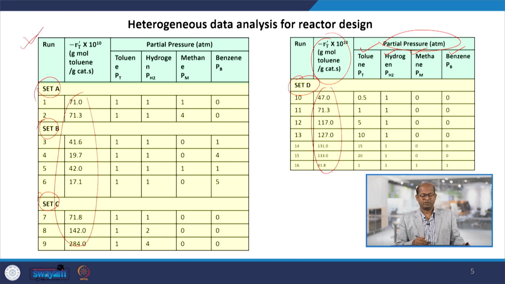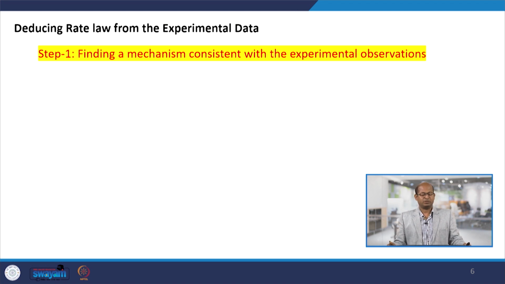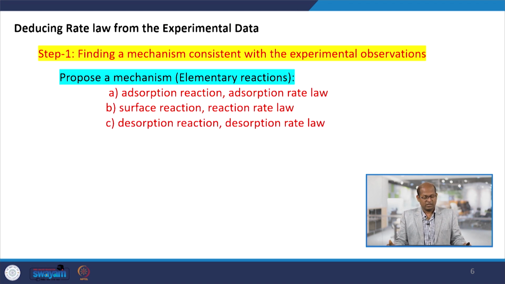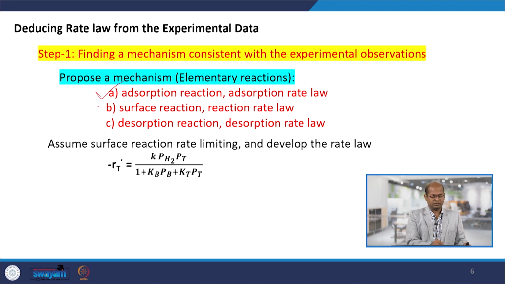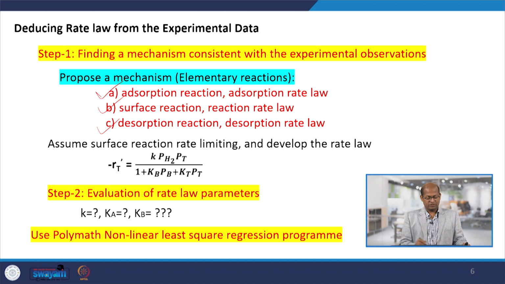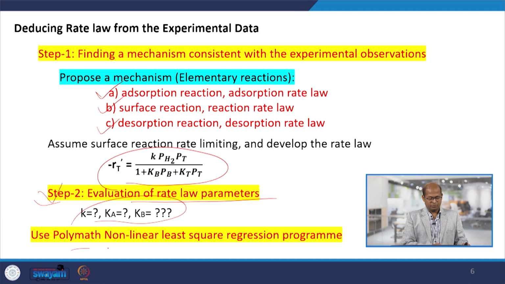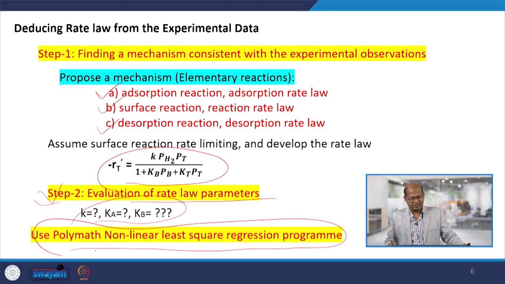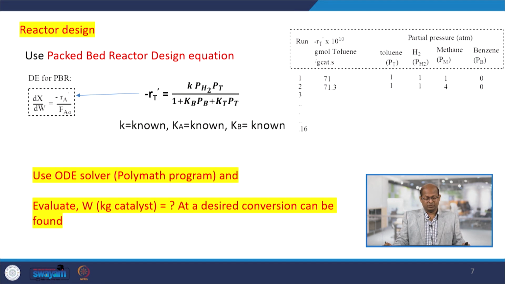Once this table is completed, the 3 rate equations that we have developed, one by one we have to fit with this data. If any of these rate equations fits the experimental data, then we can consider that to be the rate-determining step, the rate equation for this particular reaction. Either this or this. These were developed, and then step 2 is the evaluation of the rate law parameters, using non-linear least square regression programs.